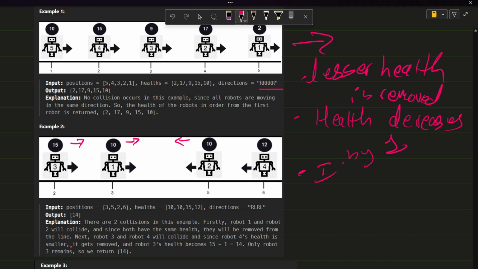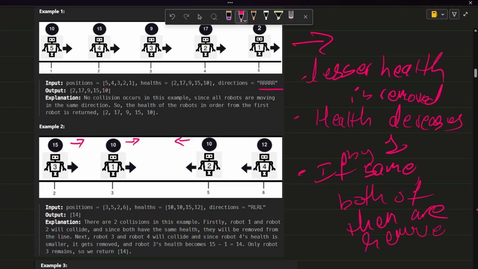And if both robots have the same health, both of them are removed. Let's understand it here in the example. Here health is 10, health is 10. This is moving in this direction, this is moving in this direction. When the collision occurs, both of them have the same health, so both of them will be removed. Now these two are remaining.